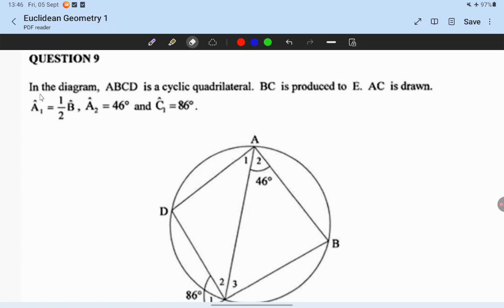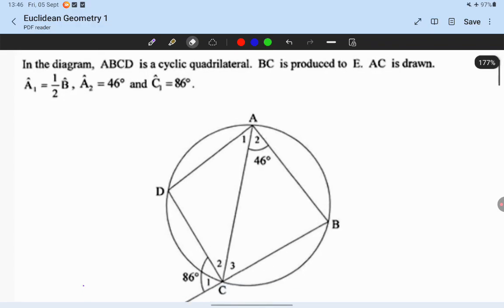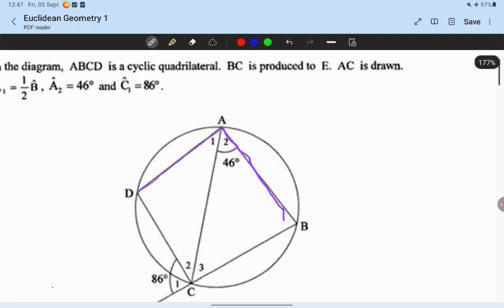So in the diagram, ABCD is a cyclic quad. What I always advise students is to always make sure that you have at least 4 colored pens or pencils or crayons, so that you can draw what you are told, and then give all the angles that you know on that diagram, so that it doesn't become so hard for you. So we have this cyclic quad.